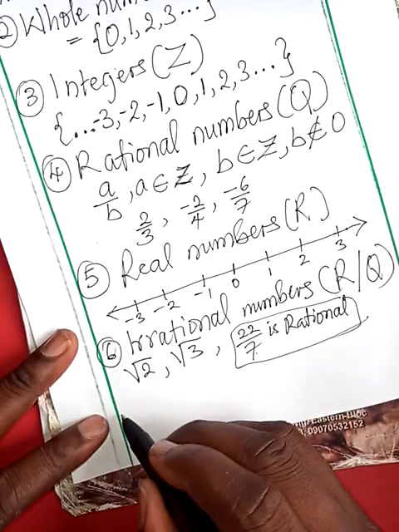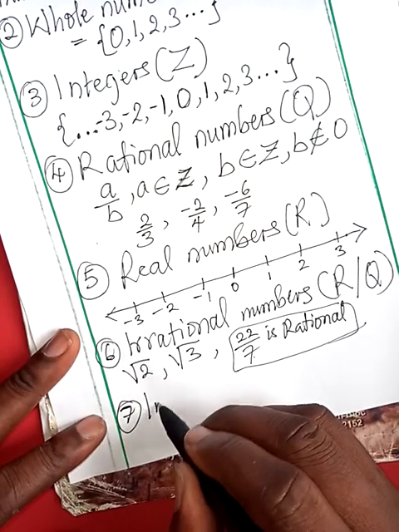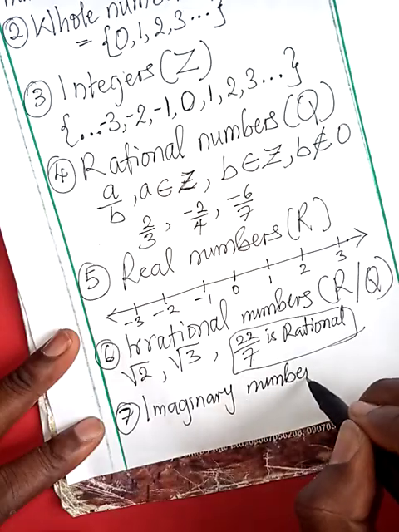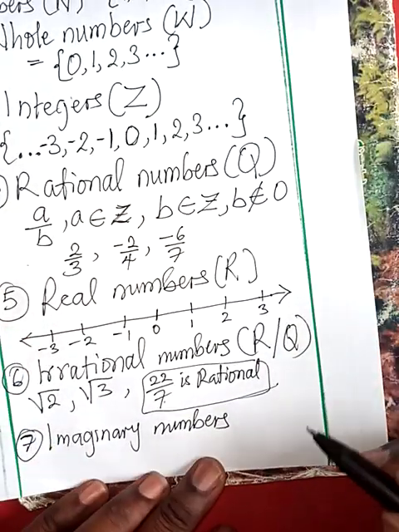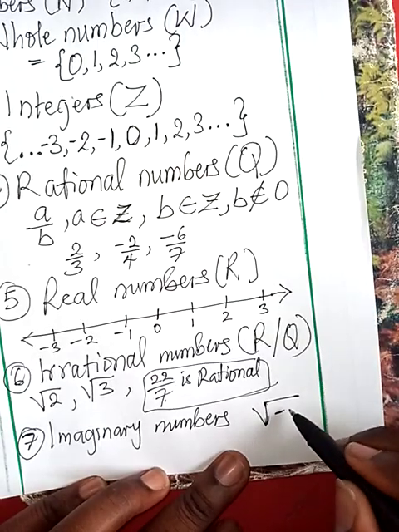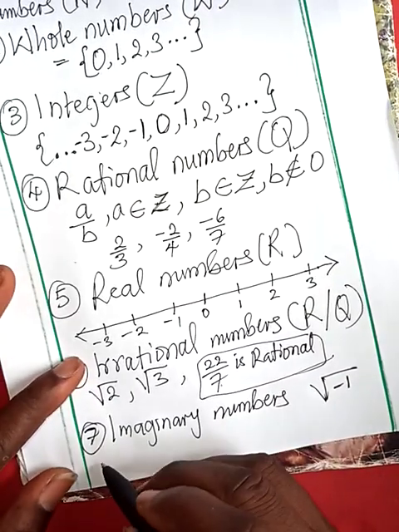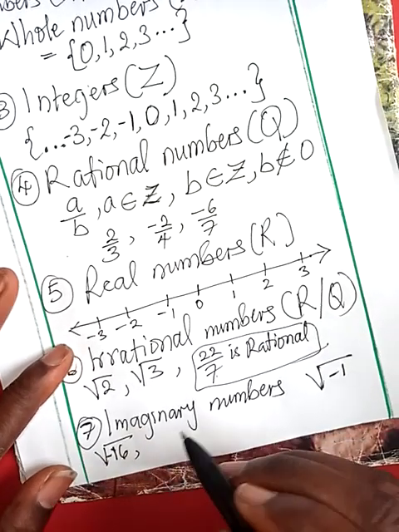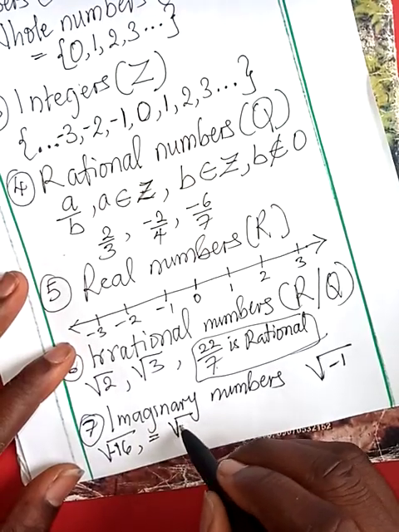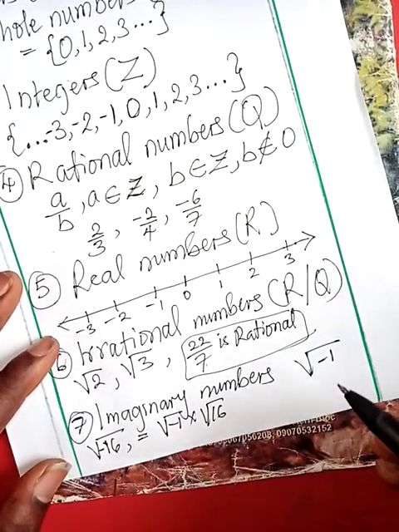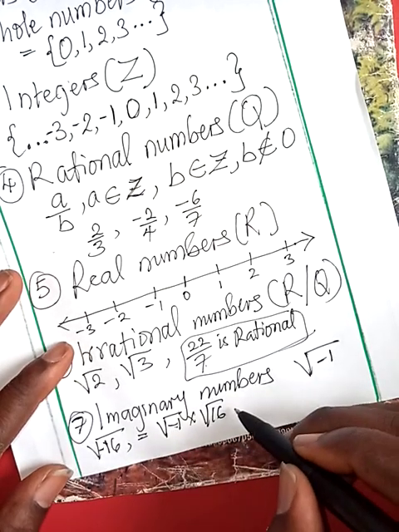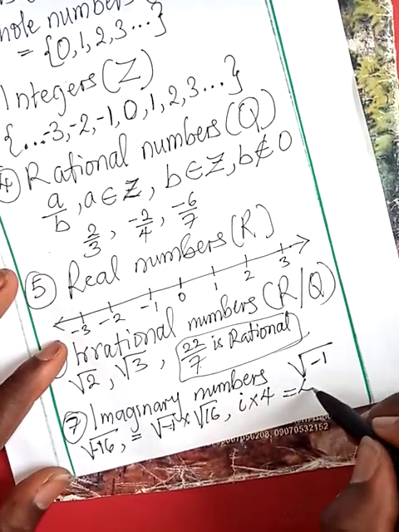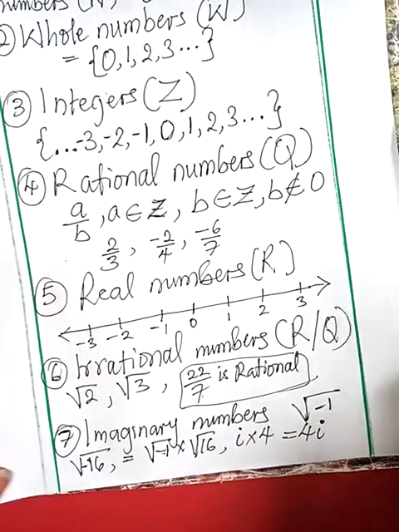And then finally we have imaginary numbers. Imaginary numbers are numbers that are square roots of negative numbers. Numbers like this: square root of negative 16. Notice that this number can be written as root of -1 times root of 16. And then this -1 can be replaced with i. That's a conventional way of writing it. This is 4, so this could be written as 4i. So these are imaginary numbers.